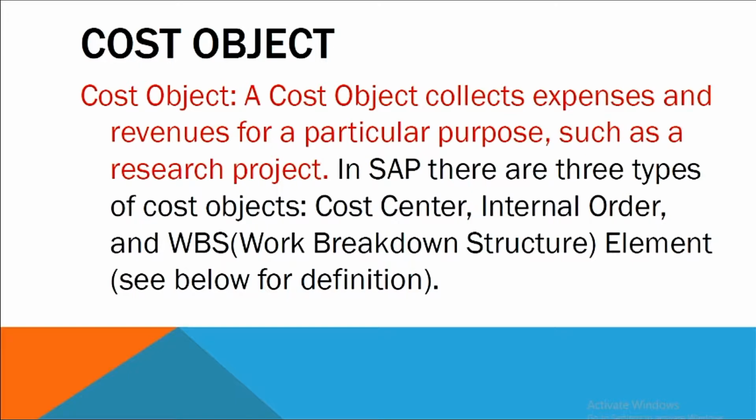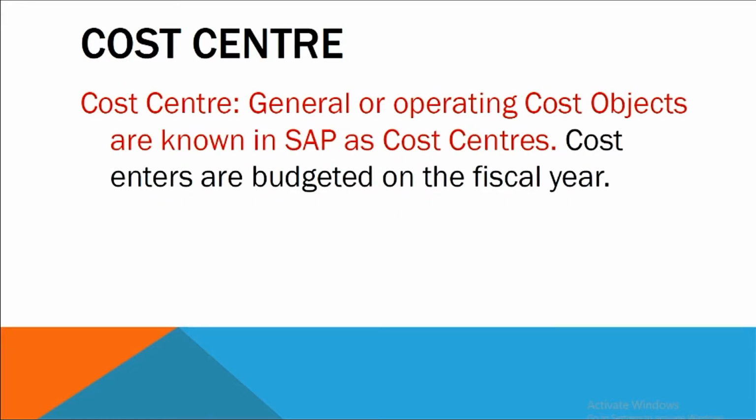Cost object. A cost object collects expenses and revenues for a particular purpose, such as a research project. In SAP there are three types of cost objects: cost center, internal order, and WBS (work breakdown structure) element. See below for definitions.